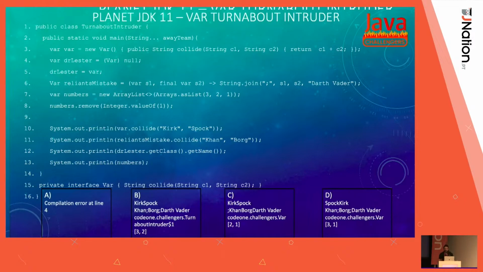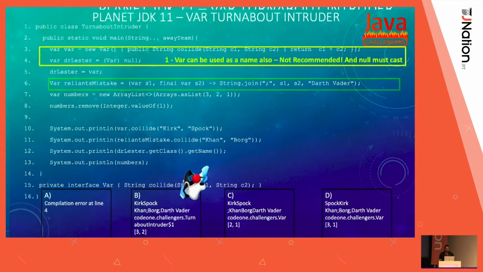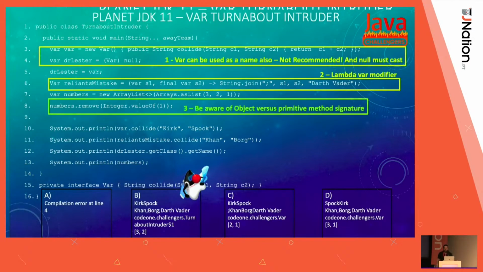Great. So let's see the answer then. Come on, Duke. Okay, it's B. Yeah, like I said, it's not recommended to do that. But with var, we can assign null to a var by doing a casting. So, and that makes sense. Since var is a type inference, it will be inferring that it's the var type we created above here.